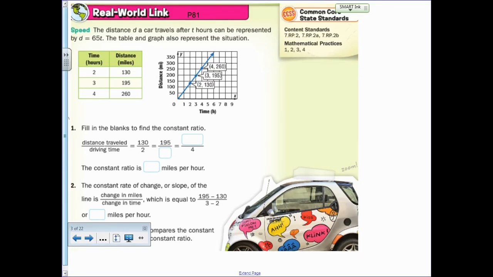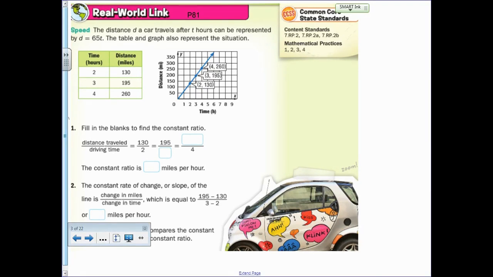All right, today we will be taking care of Chapter 1, Lesson 9. Today we're going to learn about direct variation. On page 81 in your textbook, it says the distance d a car travels after t hours can be represented by d equals 65t. The table and the graph also represent the situation.